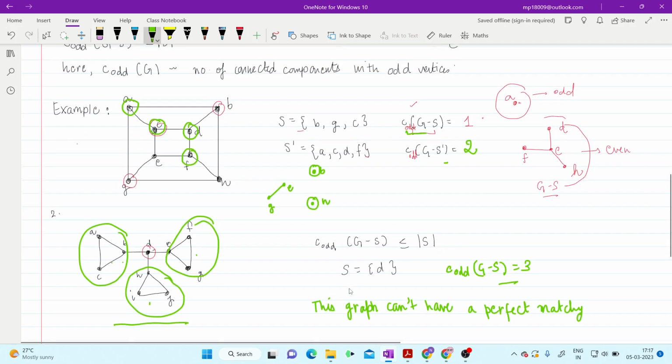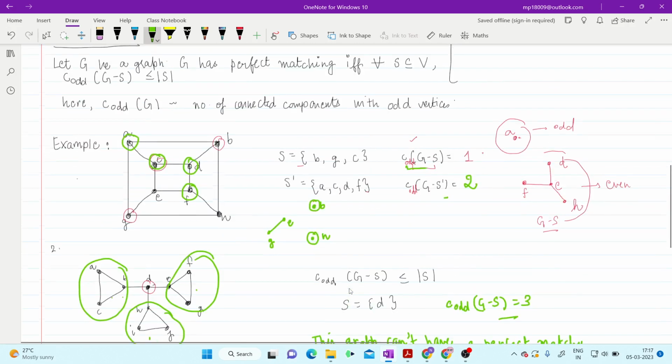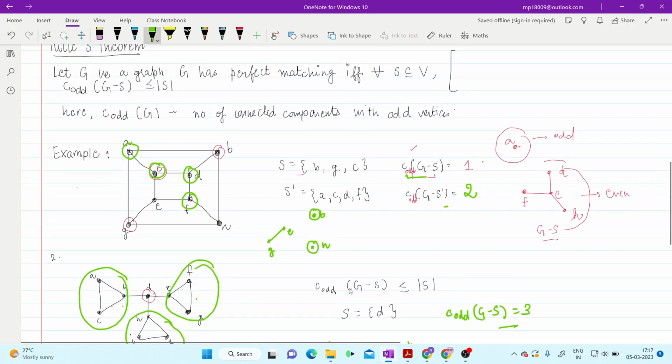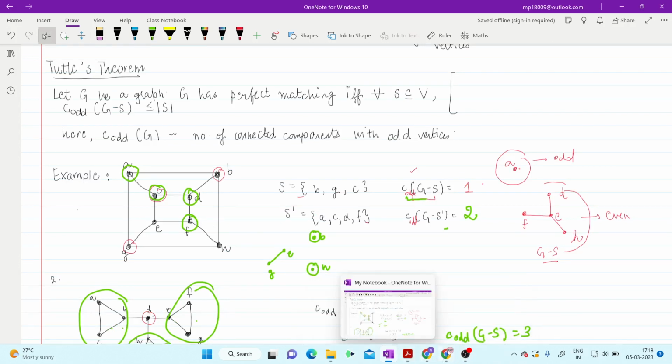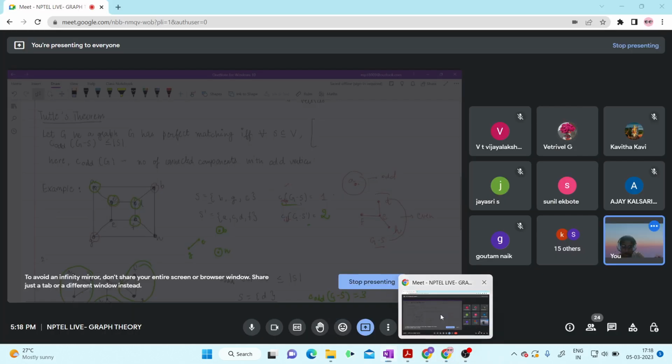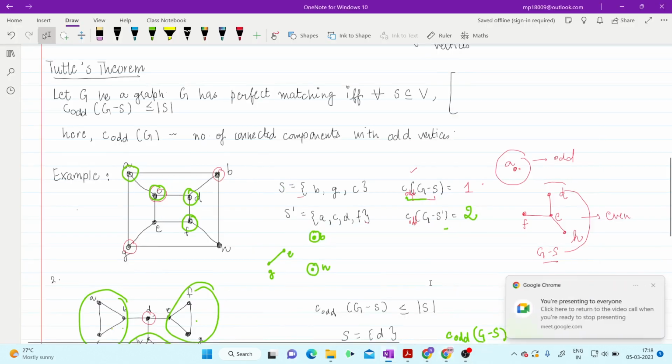So now we'll be doing some questions related to these only. Is the statement of the Tutte theorem clear to everyone? Yes, ma'am. Okay. Ma'am, I have one doubt in that two factor.